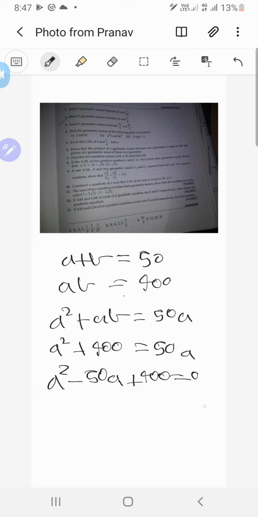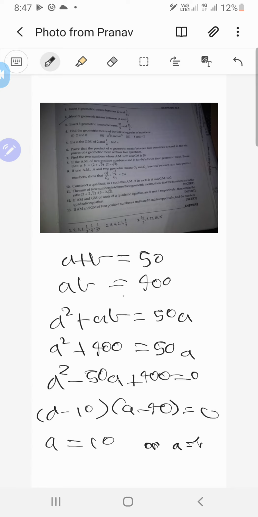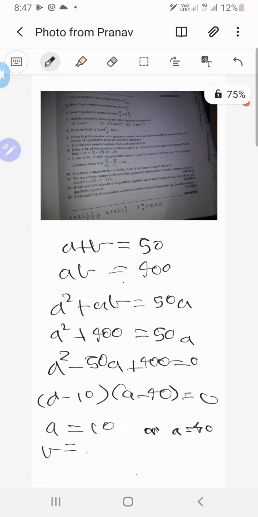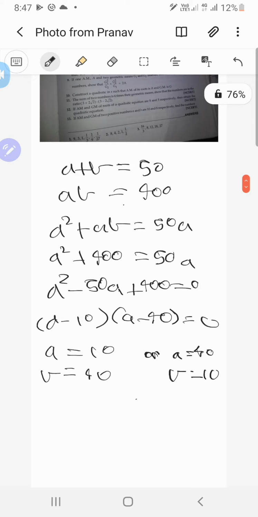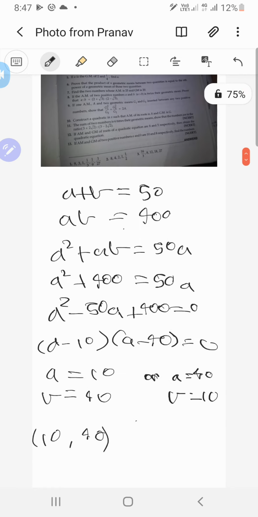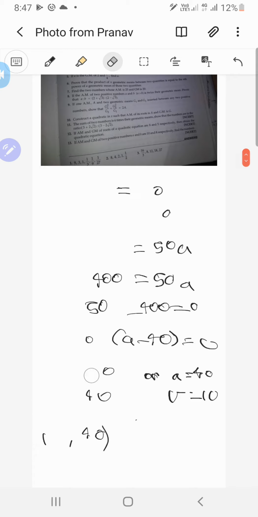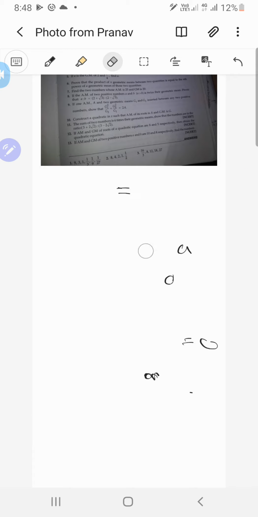So let's see, 400 can be written as 20 into 20, or it can be written as 40 into 10. Fine. So it's going to be a minus 10 into a minus 40 is equal to 0. So either a equals 10 or a equals 40. If a equals 10, then b is equal to 40. If a equals 40, then b equals 10 from the first equation. Which means that those two numbers are going to be 10 and 40, no matter the order. Let's go to the next question. Just erase this first. So those two numbers are 10 and 40.